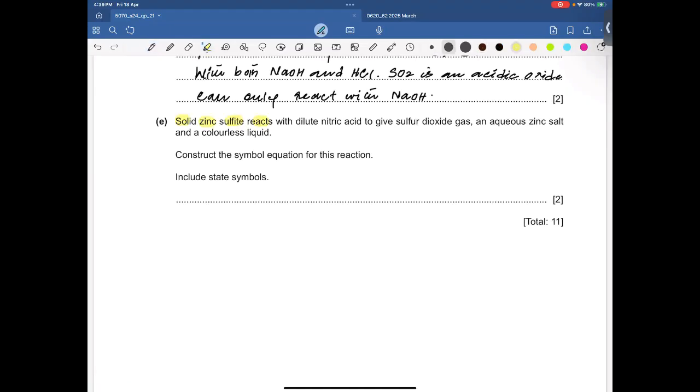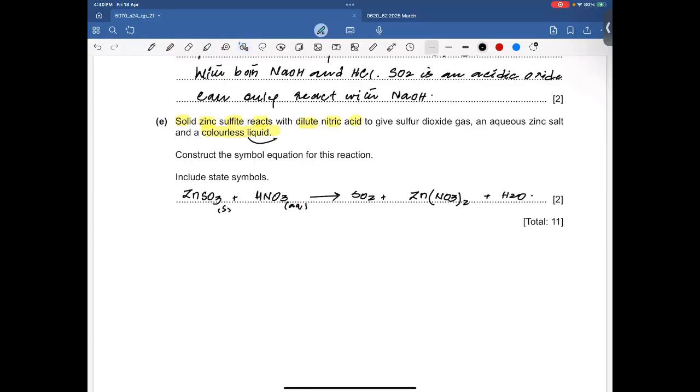Solid zinc sulfide reacts with dilute nitric acid. So first of all, zinc sulfide is ZnSO3 and its state is solid. Reacting with nitric acid. Nitric acid is basically an acid and all acids exist in the aqueous state. When they react together, obviously sulfur dioxide gas is formed. Zinc and nitrate combine together to give zinc nitrate salt. And obviously hydrogen reacts with oxygen to give water. And this water is a colorless liquid, okay?